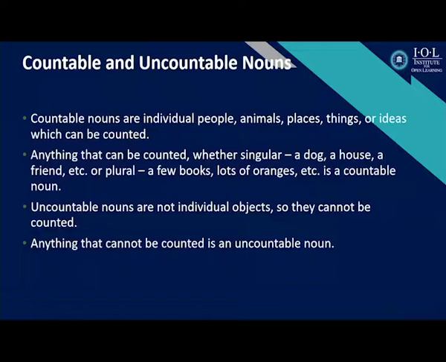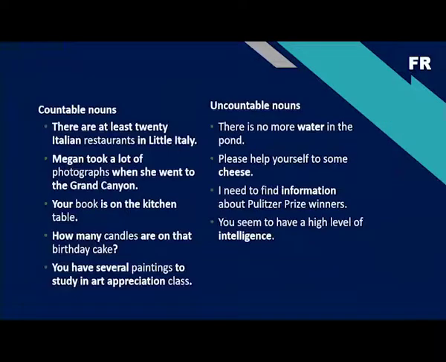And then we also have countable and uncountable nouns. Countable nouns are nouns that you can count, such as a car, books, and so on. While uncountable nouns are nouns that you cannot count, such as water, milk, and so on.